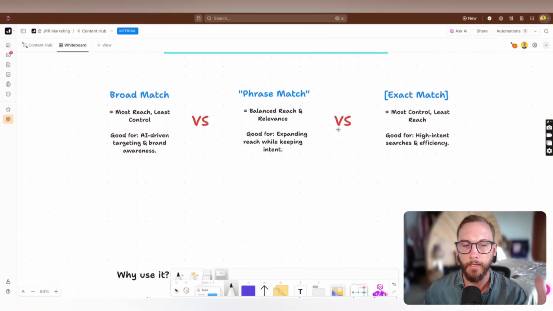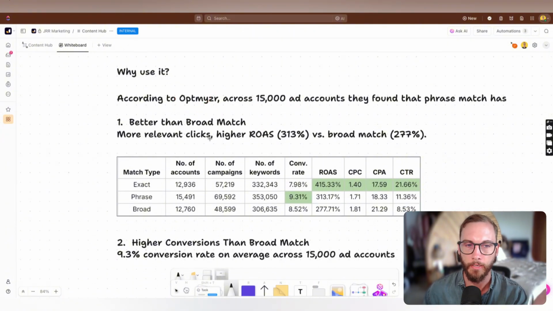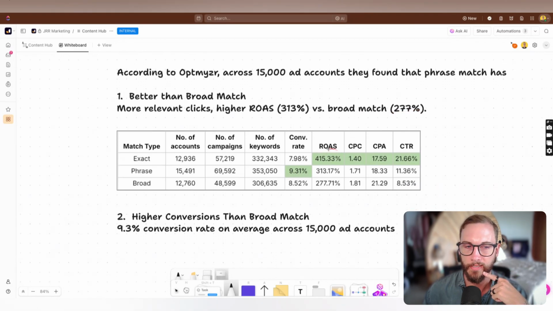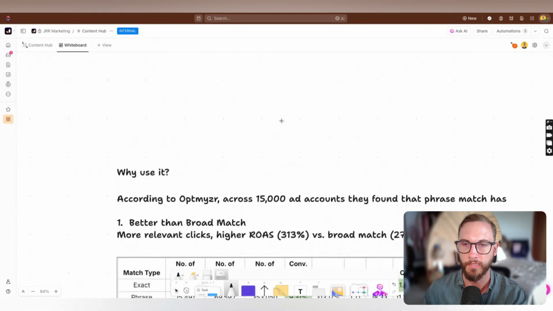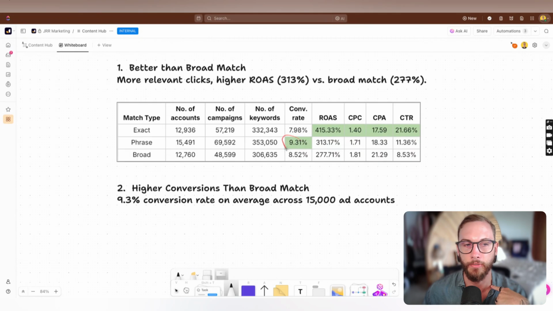There was a study across 15,000 accounts by Optimizer, and they found that using phrase match had a higher ROAS compared to broad match, right? But it didn't have a higher ROAS compared to exact match. And you can imagine why, once you graduate those keywords into exact match.